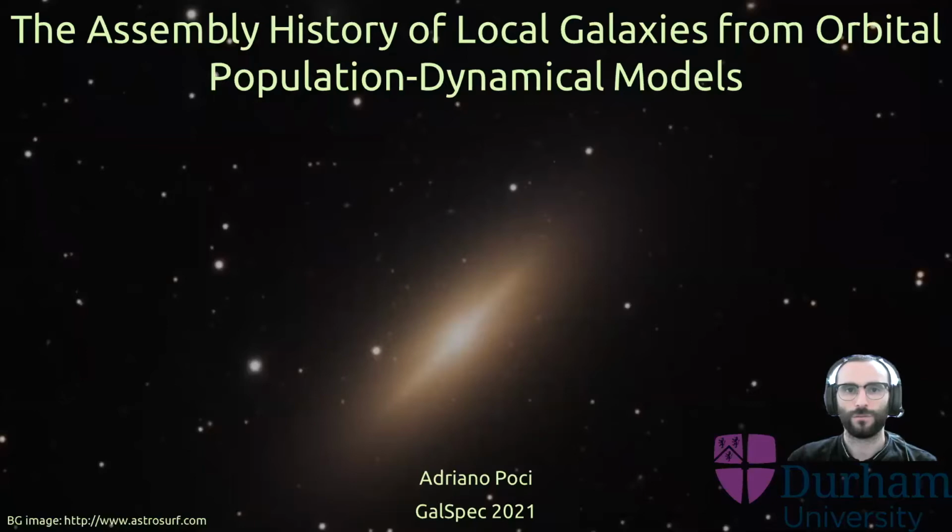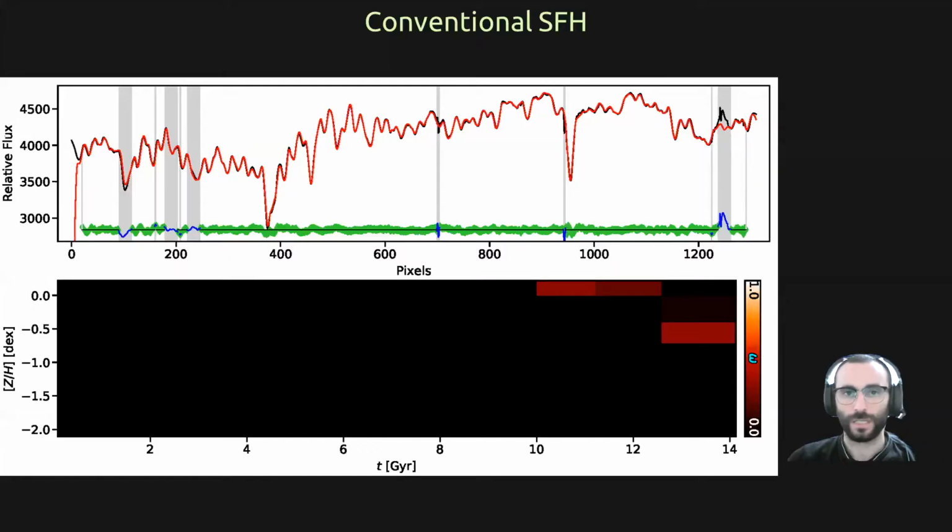Hi, I'm Adriano Poci from Durham University, and today I'm going to be talking about measuring the assembly histories of local external galaxies using a combination of orbit-based dynamical modeling and many of the measurable stellar properties. So I'm going to start with what's routinely done for measuring the assembly histories of external galaxies.